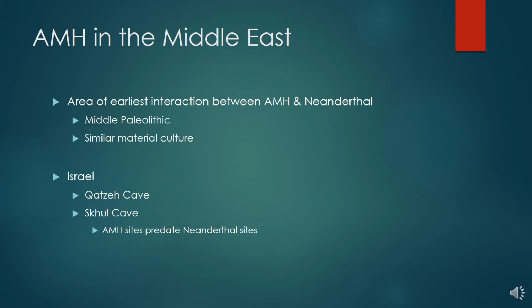So in Israel, we have two sites, Qafzeh Cave and Skhul Cave. At these sites, the anatomically modern human remains actually predate the Neanderthal sites. And so what this suggests is that as anatomically modern humans moved out of Africa, they occupied this area. And then at some point after that, Neanderthals were actually pushed southward, likely by expanding ice sheets, glaciers. So they were in a much colder period, which pushed Neanderthals down to the south, and then anatomically modern humans and Neanderthals were interacting.